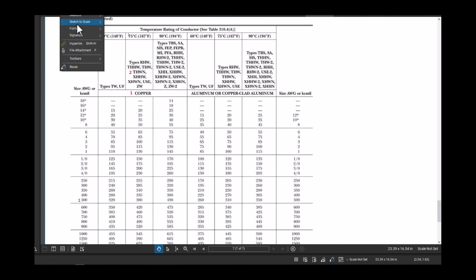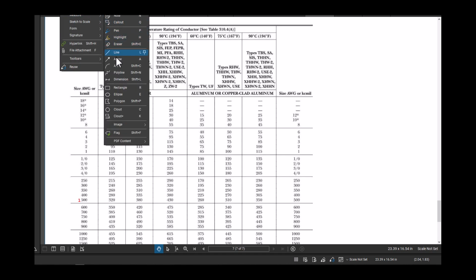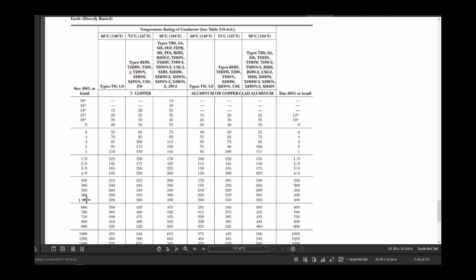Then based on what we have, the question says 500 kcmil, and if we go here, let me make it easier to find. If we go straight in this column and come down to this column, the intersection of these two, because the wire is in this column, if I come down, we get to 380. This is our answer before adjustment of the temperature and adjustment of the number of wires.